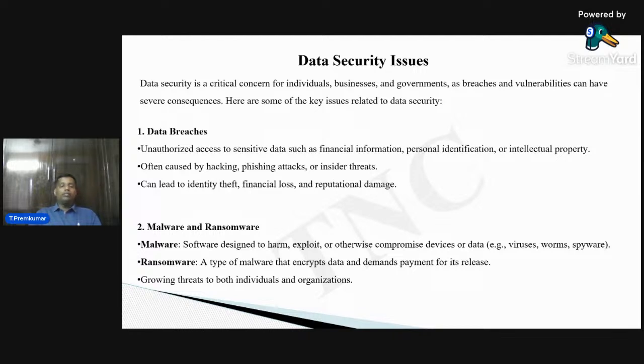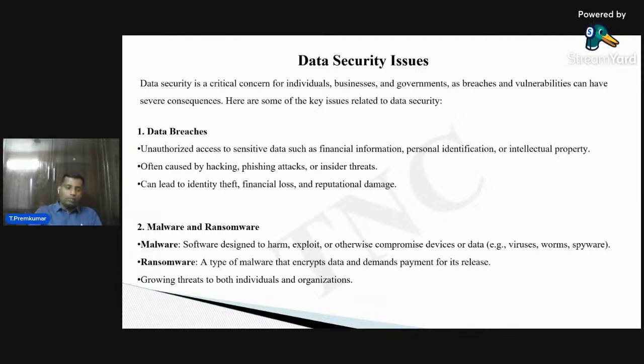Ransomware is a type of malware that encrypts the data and demands payment for its release. Once they capture the user's system, they encrypt all the data in the system. At one particular point, the user comes to know that it was encrypted, and when they try to access it, the attackers demand a payment to decrypt the data. So this is a major point we can see in data security issues.